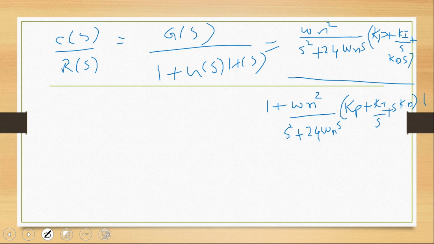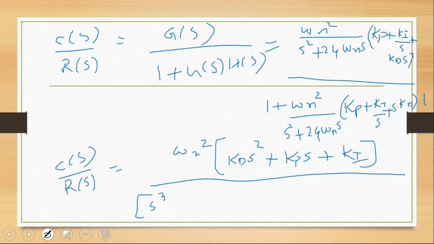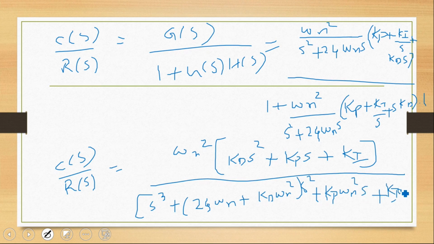So we get, on simplifying, C of S by R of S is equal to omega n square into Kd S square plus Kp into S plus Ki divided by S cube plus 2 zeta omega n plus Kd into omega n square into S square plus Kp omega n square into S plus Ki omega n square. So this is the closed loop transfer function with PID controller. This is again a third order system. It will reduce the overshoot with no offset and gives you higher stability.